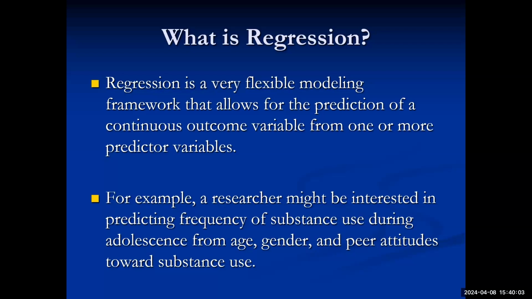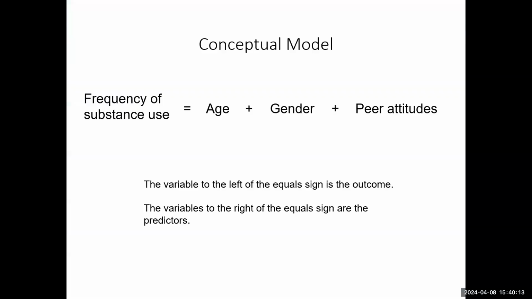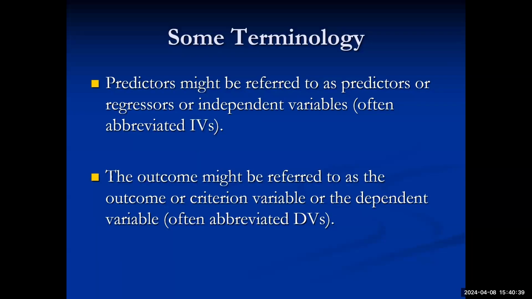As an example, a researcher might be interested in predicting frequency of substance use during adolescence from three predictive variables: age, gender, and peer attitudes towards substance use. Here I've got a conceptual model based on the example I just provided. On the left-hand side of the equal sign, we've got frequency of substance use. That's going to be the outcome variable. In this case, on the right-hand side of the equal sign, we've got three predictors: age, gender, and peer attitudes towards substance use. Okay.